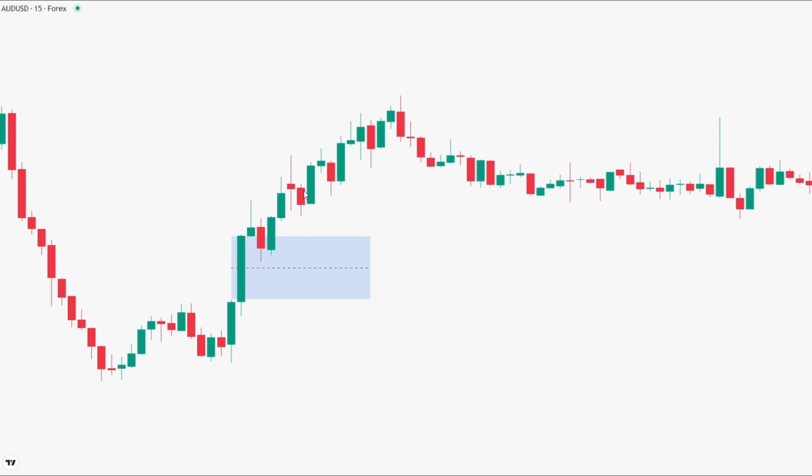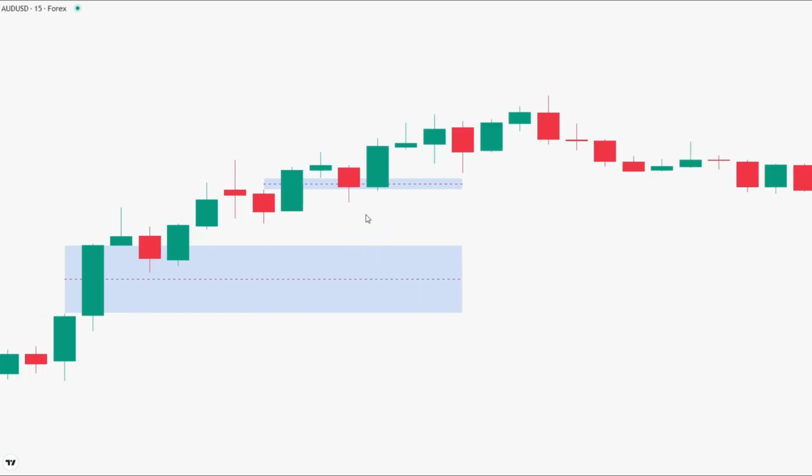Then we have a third fair value gap, the high of the first candle's wick and the low of the third candle's wick. Now, if you look here, I'll zoom in a bit, the market closed below the CE. As a beginner, you won't trade on this one because it's not valid for you.